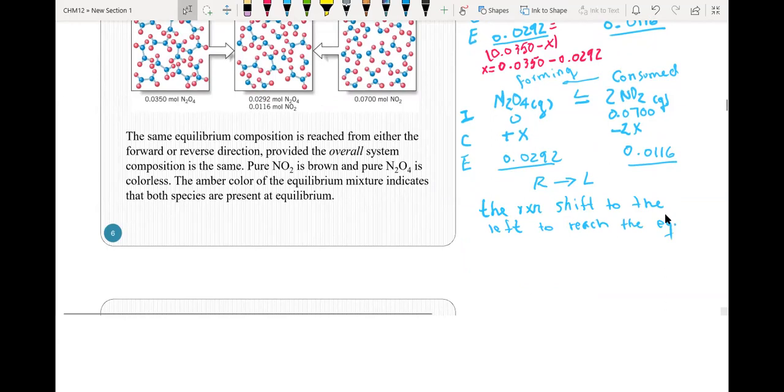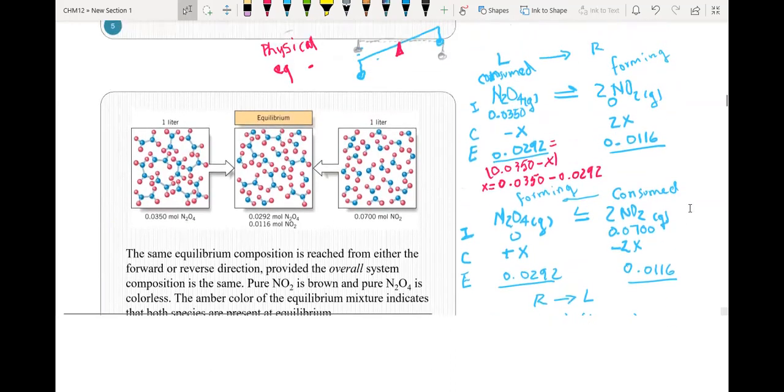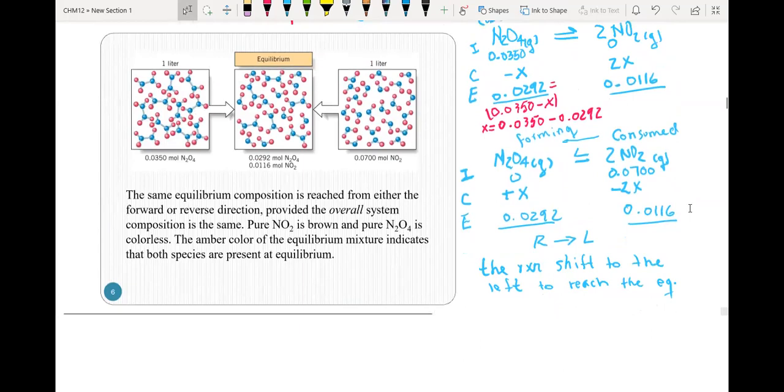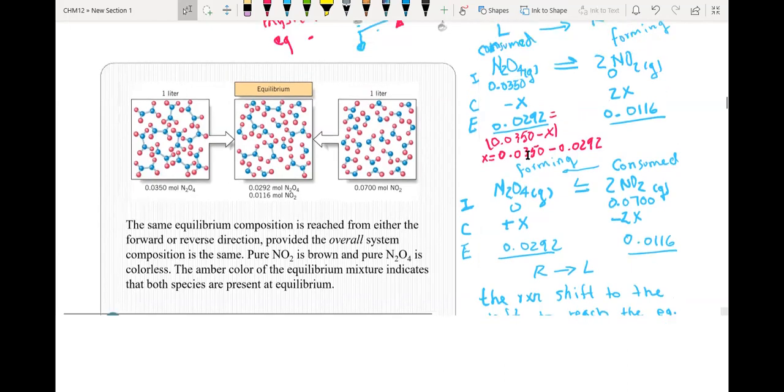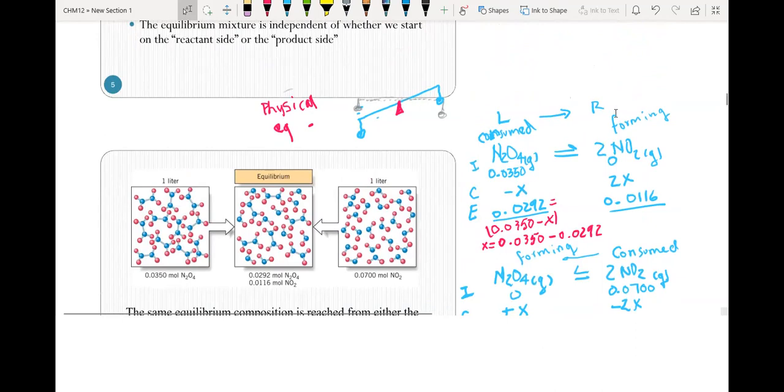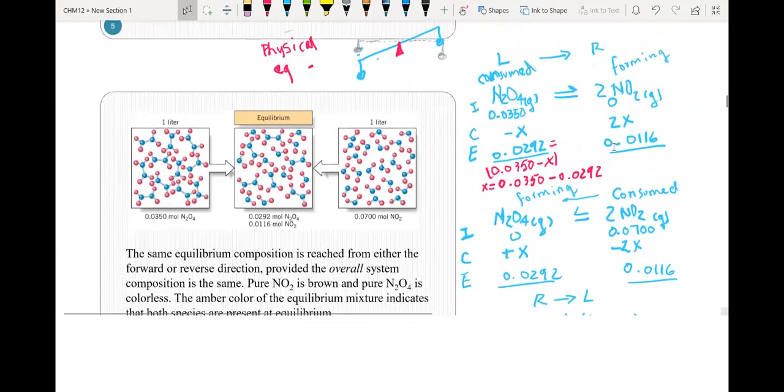It's important that you learn how to explain the process properly using the right words, the right expression. So in chemistry, that's the way we explain it. The reaction shifts to the left, sorry, from right to left, until it reaches the equilibrium. In the first case, the reaction shifts to the right, because that's where you have the initial amount. So the main reaction is to the right. So the reaction shifts to the right to reach the equilibrium.